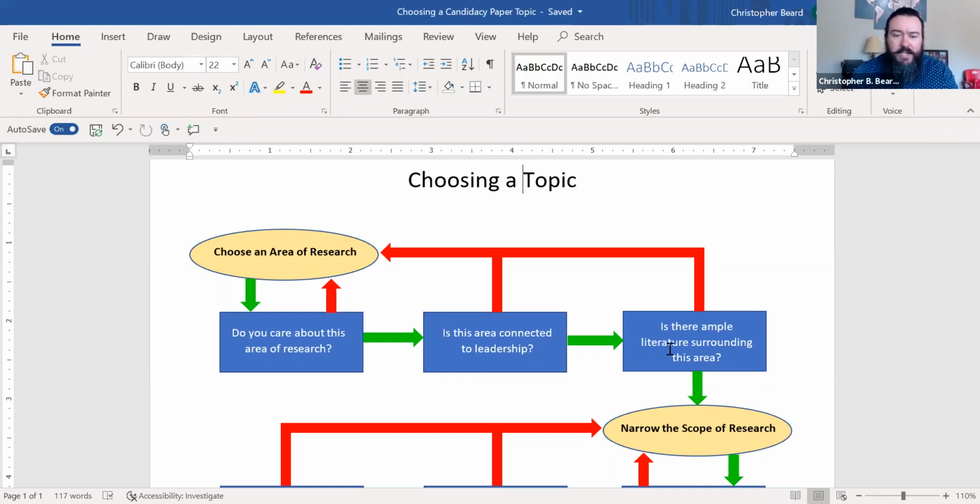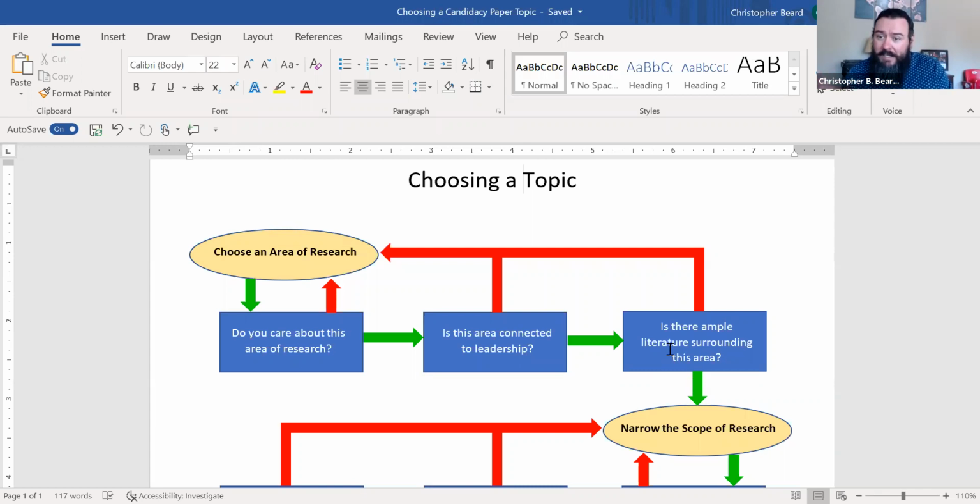As I had a discussion yesterday in one of our breakout groups, that topic, that area of research, you're going to be working with for around 2 years. And so you want to make sure it's a topic that you care about, that is important to you, and that's something that you can stick with.